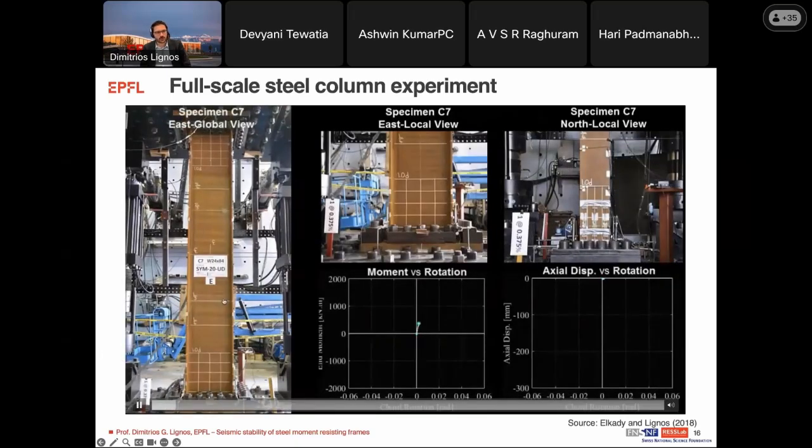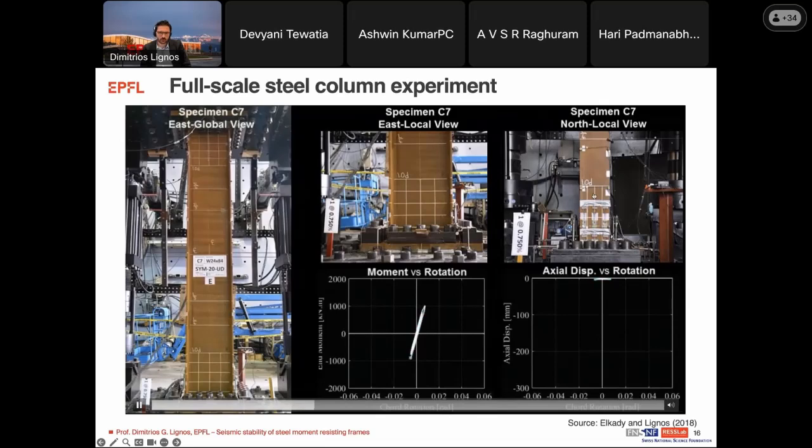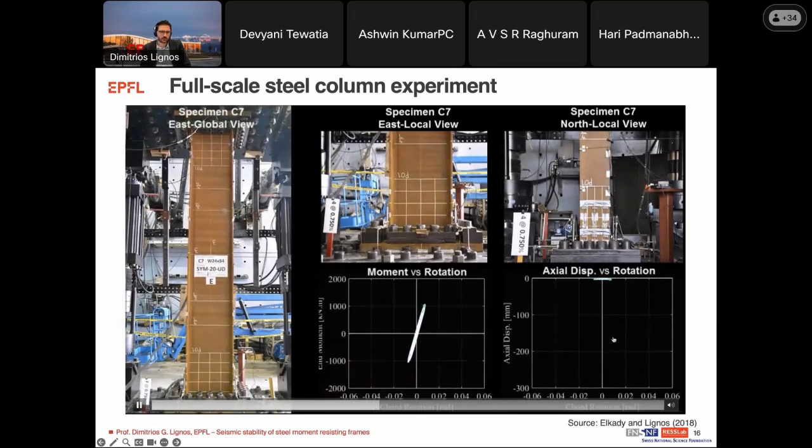So here you see a column that is about 4 meters tall. It's about 600 millimeter deep. Here in the east local view, you see pretty much the fixed base at the dissipative location, pretty much at the base. Here you see in the north local view the flange, and then with the graphs here you see synchronized the moment versus rotation and the axial displacement versus rotation that we see here at the bottom right.